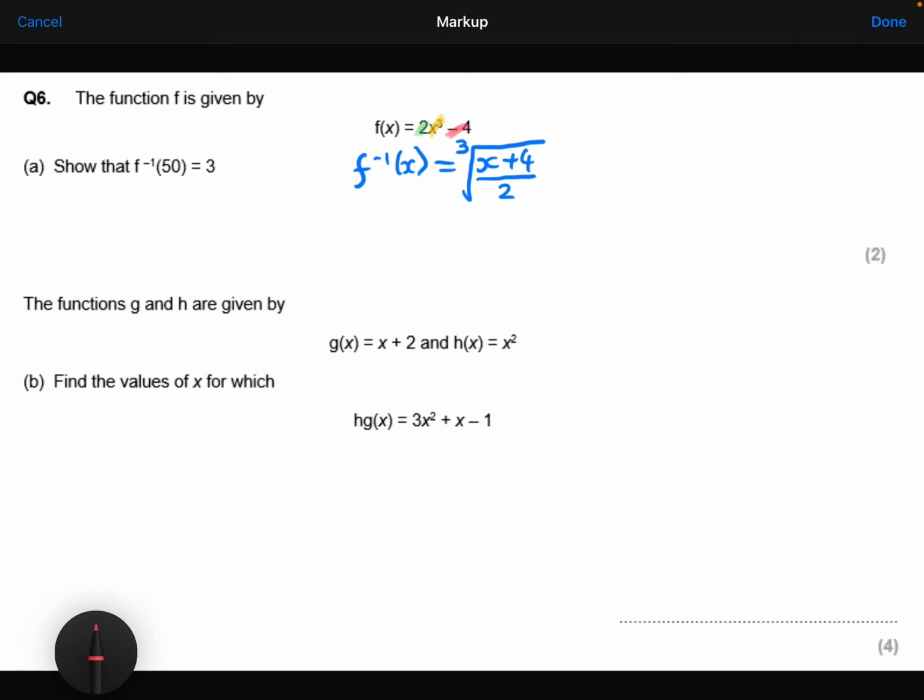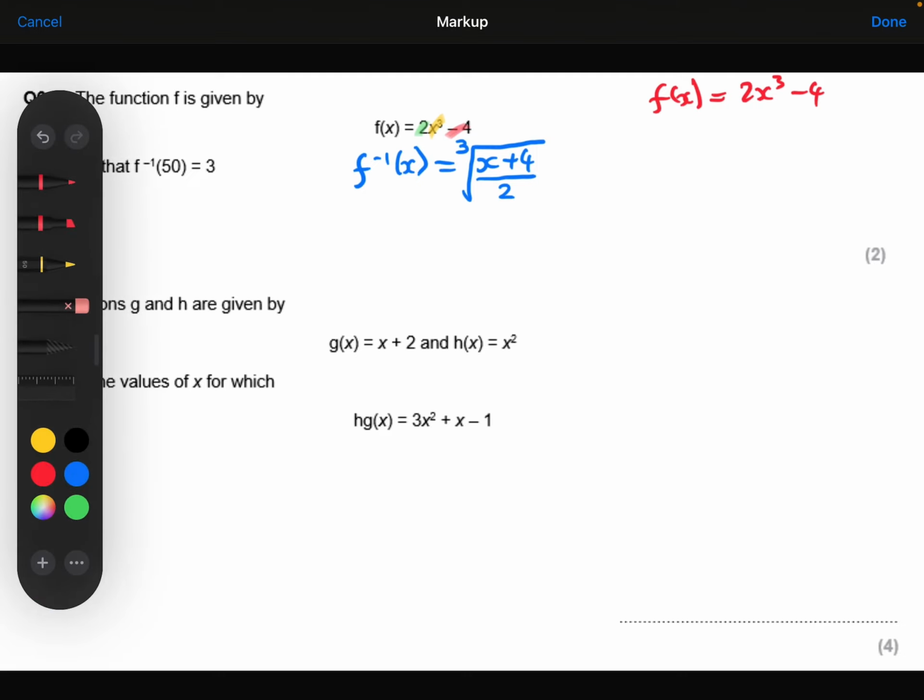Alternatively, what I could do is I could take the f of x function. Instead of writing f of x, I'm actually going to write y to make my life just a little bit easier. And I'm going to remember that the inverse function swaps the x and the y around.